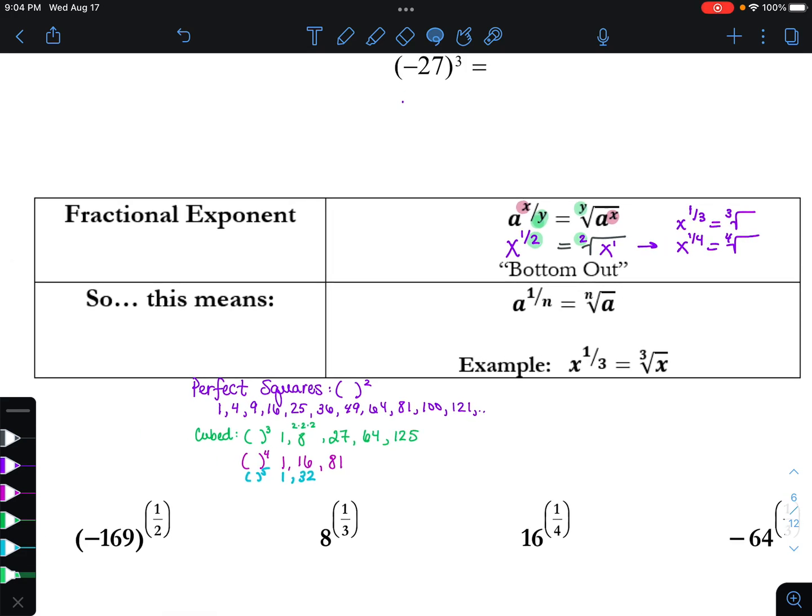Okay, so we see, like what I just said, a to the 1 over n is equal to the nth root of a. And just like we saw here, x to the 1/3 is the cubed root of x.